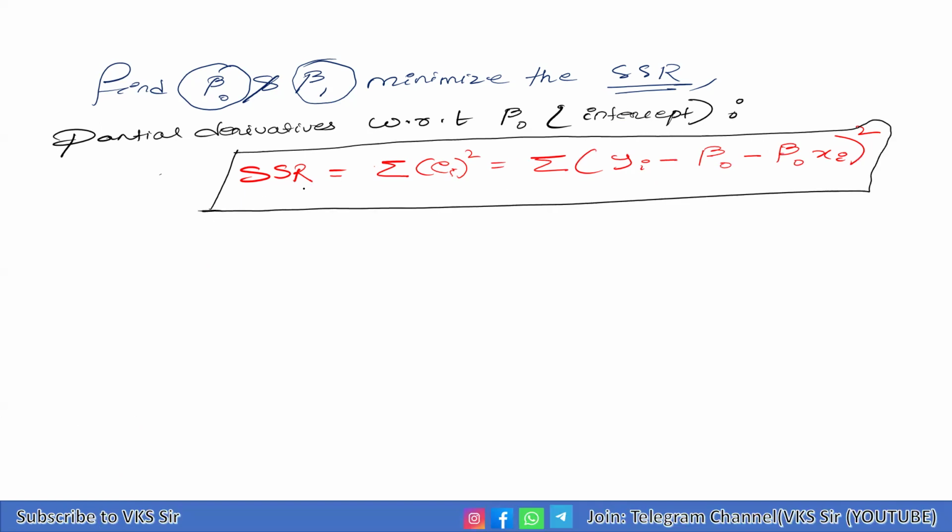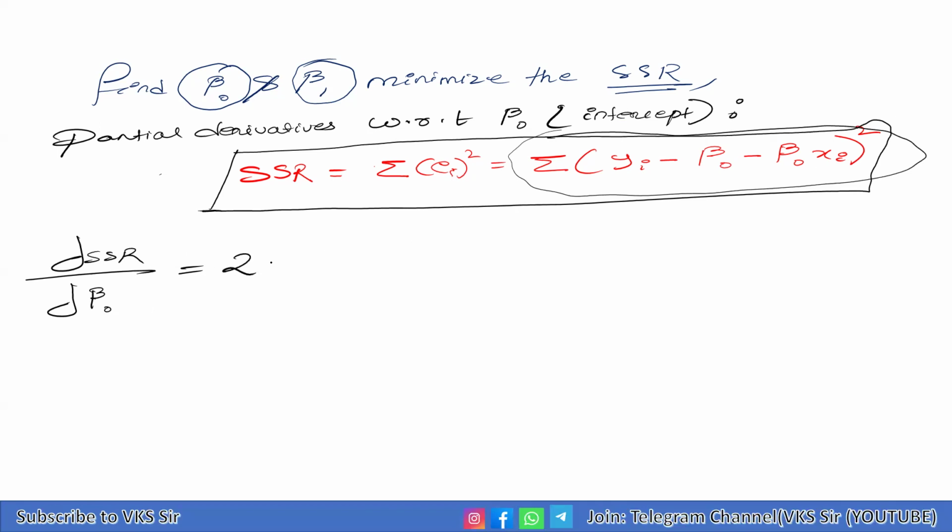Good. So now you have to derive this one. How should I derive this one? The derivation of SSR with respect to whom? With respect to the intercept. If we derive the first one, there is a 2, right? So the 2 will come outside. And then again, as it is, yi, beta naught, beta 1, this one is the beta 1, xi.